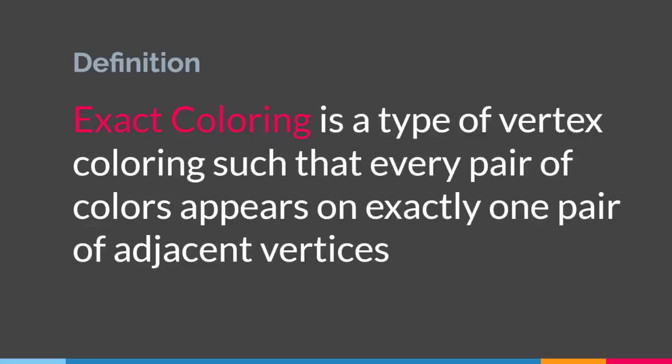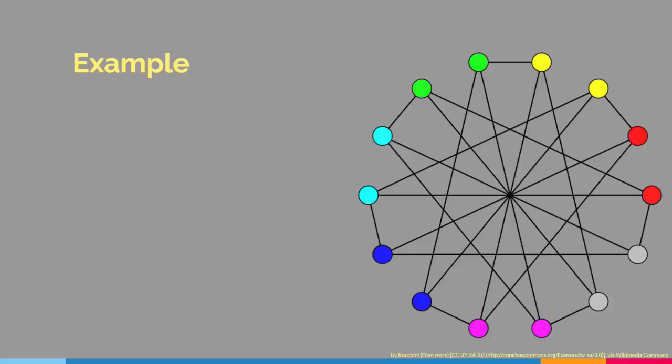That is exact coloring. So to give you an example, let's say we have a graph like this. As you can see, we have 7 colors. And if you notice, every pair of colors are exactly on one pair of adjacent vertices. So if you take green and blue, for example, we have one pair of adjacent vertices that carry those two colors. We don't have any other adjacent vertices carrying them. If you take, for example, yellow and gray, we have one pair of adjacent vertices carrying those two colors and no more. That is basically exact coloring.